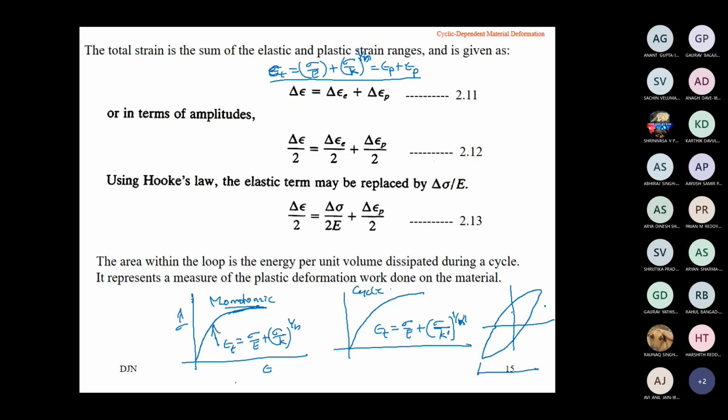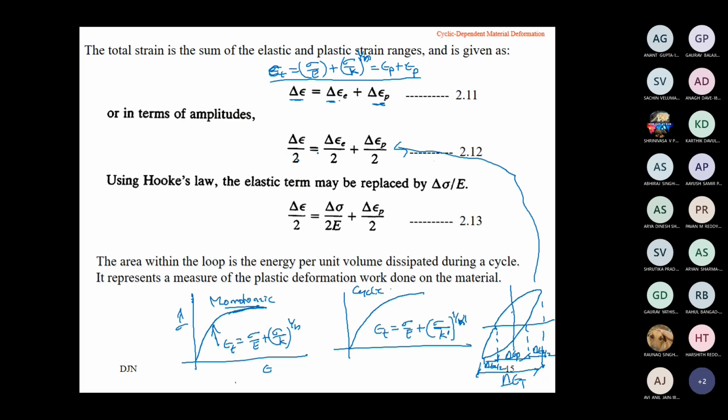For this, if you want to write the total strain, this is the total strain range. In this, we have this much is the plastic part, delta epsilon P. This is the elastic part, delta epsilon by 2, elastic. This is what we are writing in this equation: elastic plus plastic. This is written in terms of range, total.